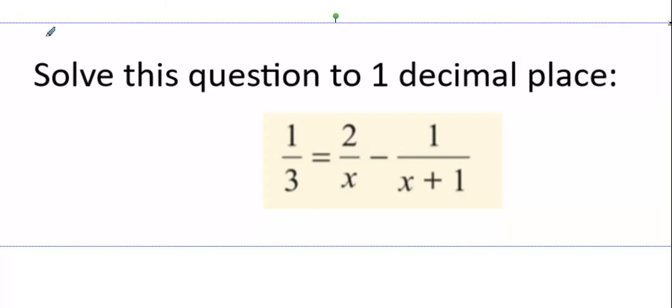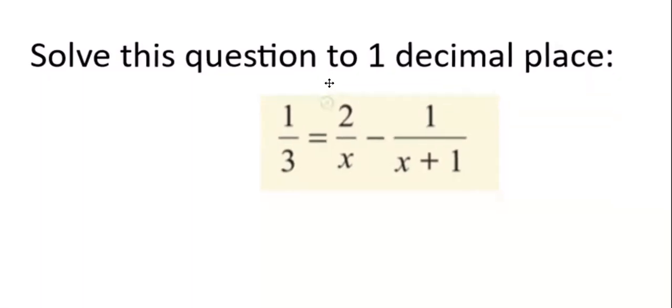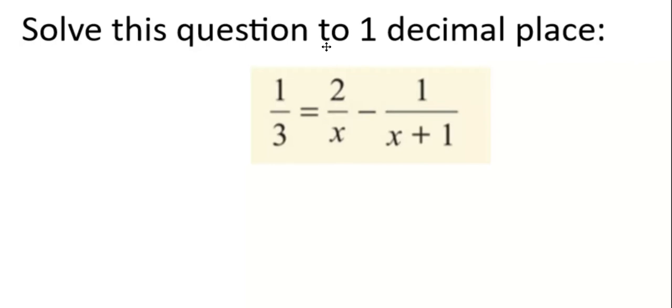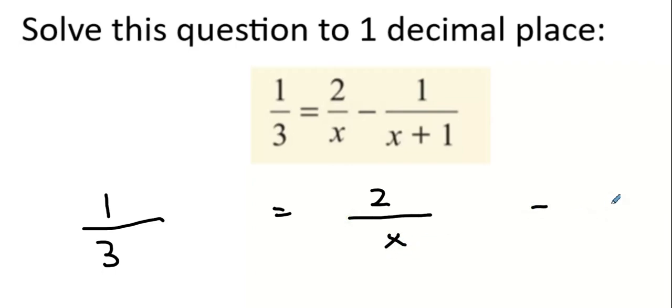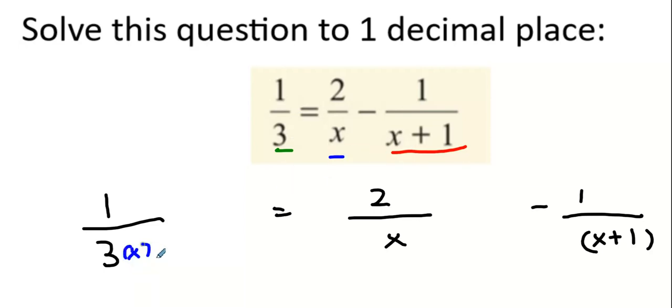Next one, solve this equation to 1 decimal place. Okay, once again, we're dealing with a common denominator, so we're going to have to put all the denominators under each number. I'll show you what I mean by that now in a second. So there's 3 denominators. There's the 3, there's the x, and then there's the x plus 1. So the third is lacking the x and the x plus 1, so you put the x and the x plus 1 on top. And if you put it on top, you need to put it on the bottom.